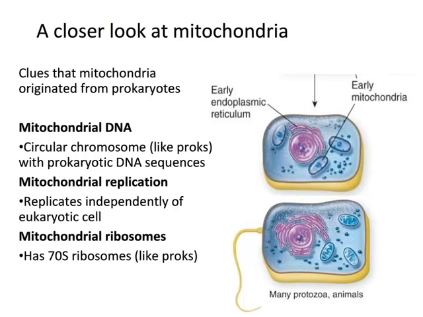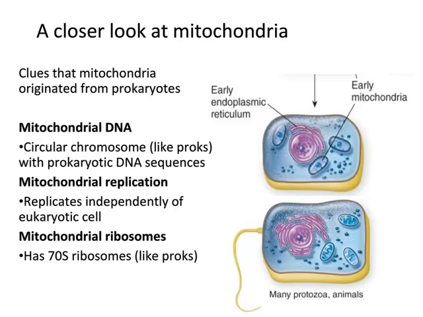Here are a few more details about why scientists think that mitochondria give us clues to the origins of eukaryotes. Mitochondrial DNA has a circular chromosome, just like prokaryotes do. And those chromosomes have some of the same DNA sequences of prokaryotes.